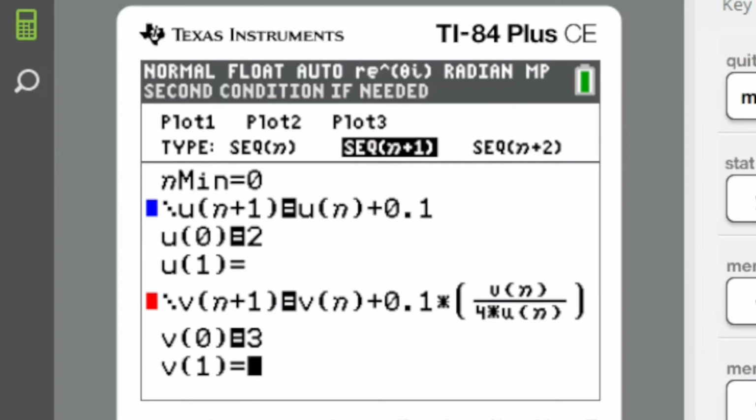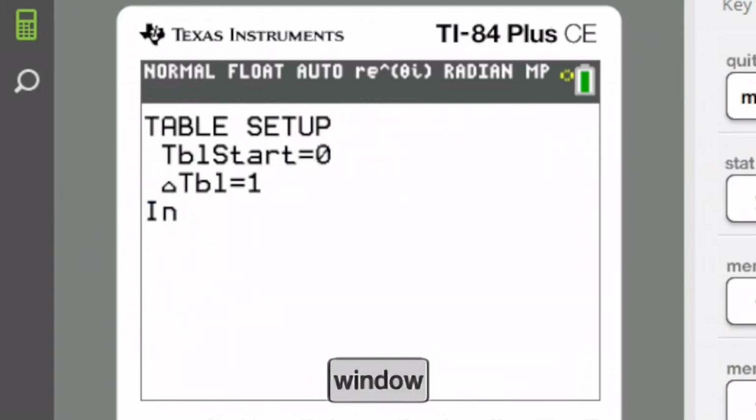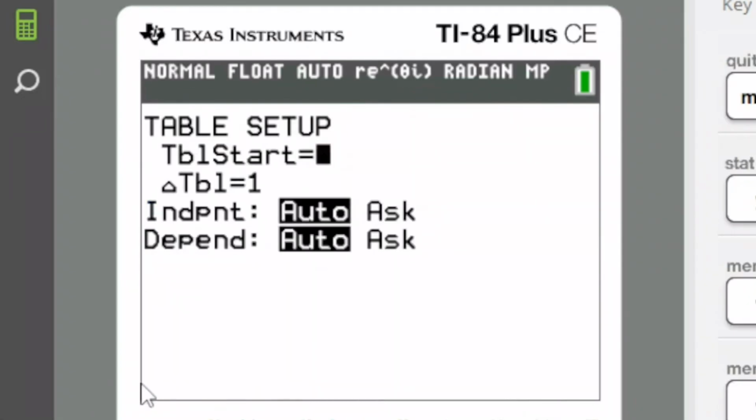Before we look at the summary table, we press the second button and then the window button to double check the setting for the table. In Euler's method, we can always make sure that table start is 0 and then delta table equals 1. Table start means the starting point of the table, and delta table means the increment of the value of n each time. For the remaining two questions, we can set the default to be auto, and then we press the second button and then the graph button.